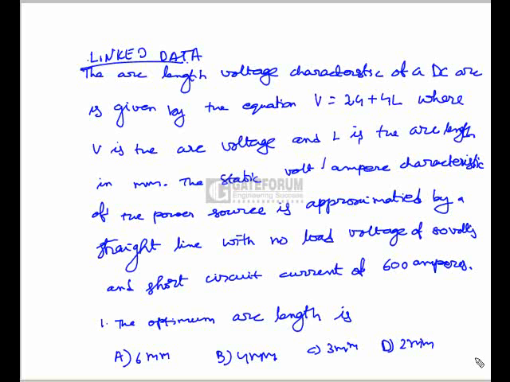The arc length voltage characteristic of a DC arc is given by the equation V equals 24 plus 4L, where V is the arc voltage and L is the arc length in mm. The static volt ampere characteristic of the power source is approximated by a straight line with no load voltage of 80 volts and short circuit current of 600 amperes. It is a linked data question. It consists of two questions such that the second question's answer depends on the first question's answer.